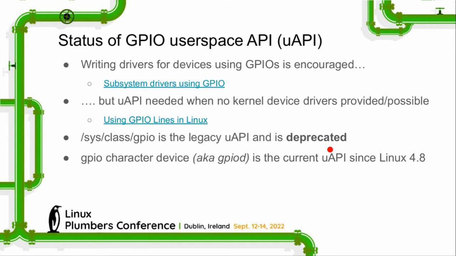So if you need to do that, Linus had written a nice document about some things to keep in mind. I highly recommend reading that link there to the documentation. Probably most people know this, but if anyone doesn't, the sysfs interface for GPIO is a legacy user space API, and it's deprecated now. So you should not use it. You should use the character device, sometimes referred to as gpiod. And that's been around since Linux 4.8. So hopefully most people have that available on their systems.